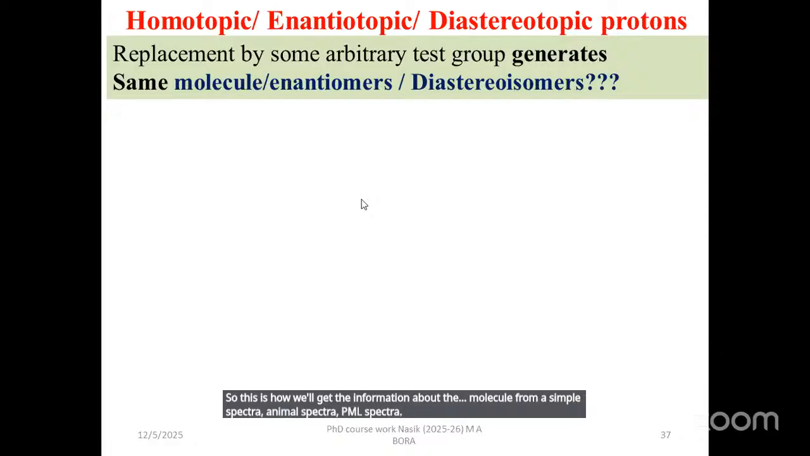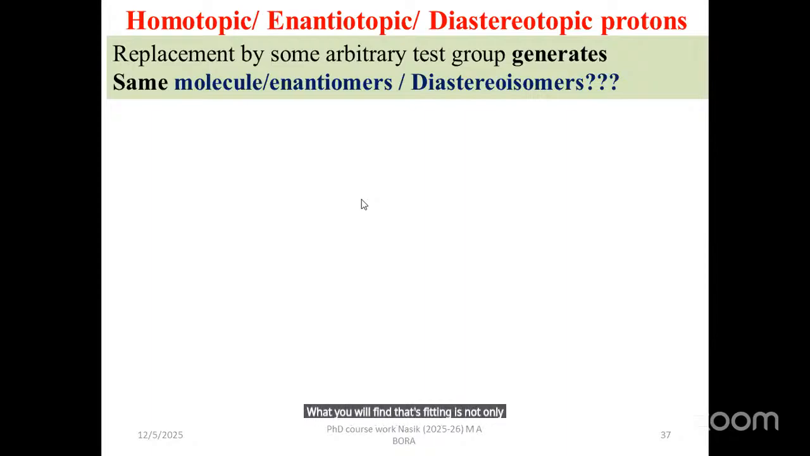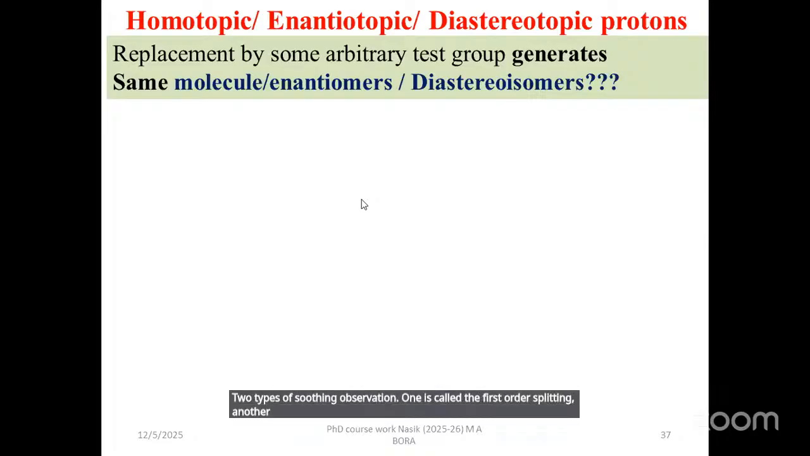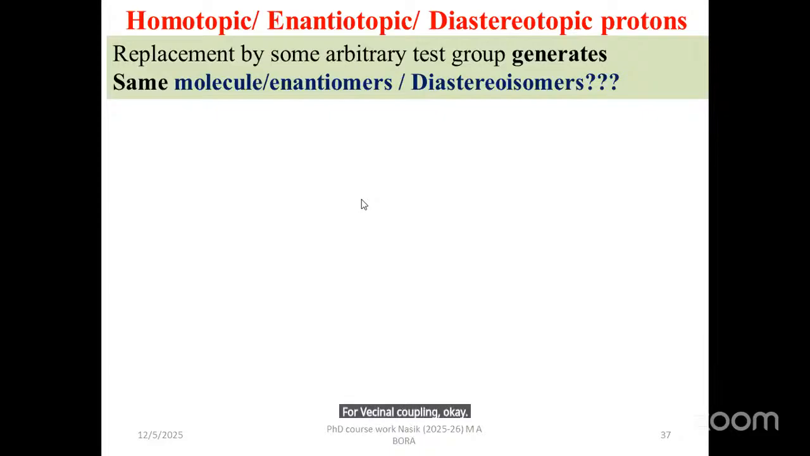But what you will find is that splitting is not only decided by the number of protons present, but along with that, there are certain other things also which are responsible for splitting. And there are two types of splitting observed. One is called first order splitting, and the other is called second order splitting. Just now we spoke about first order splitting, where simple n plus 1 is applicable, and you can find out the splitting patterns for vicinal coupling, okay? For protons with vicinal coupling. Even for geminal you can find out, but mostly it is used for vicinal.